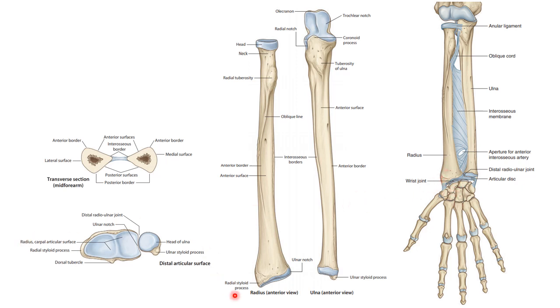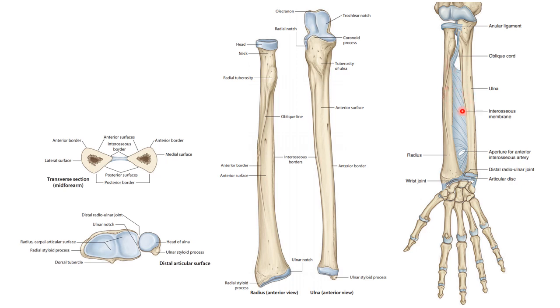On the lateral aspect of the distal radius, we also have a bony projection that resembles the ulnar styloid process, called the radial styloid process. However, the radial styloid process is longer and larger than the ulnar styloid process. Finally, we have the interosseous membrane that binds the radius with the ulna.